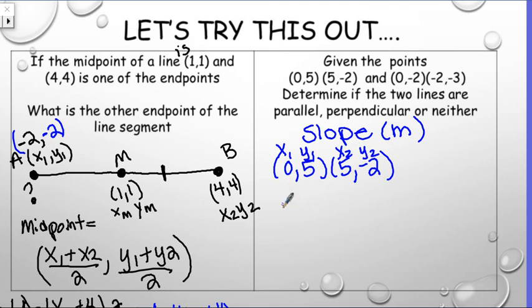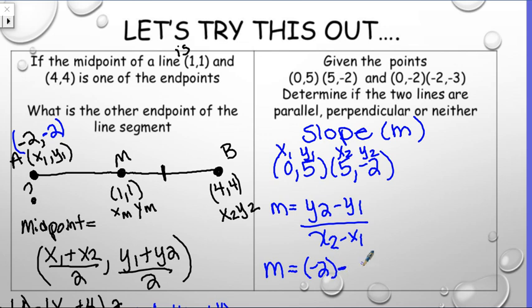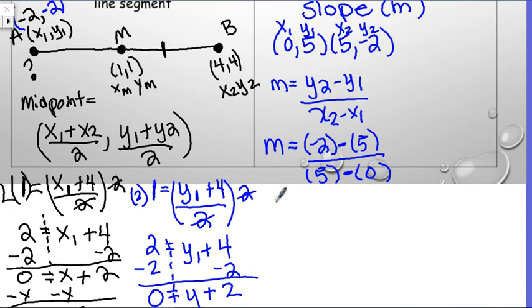Alright, so here my slope formula is y2 minus y1 over x2 minus x1. That's rise over run. You've heard that before in middle school and in 9th grade. So here, remember when you substitute in, you put your numbers in parentheses so that when you go to your calculator, you are putting things in correctly, and the calculator won't make any errors. So M equals negative 2 minus 5 is going to be negative 7. And then 5 minus 0 is just 5. So that's the slope of the first line.